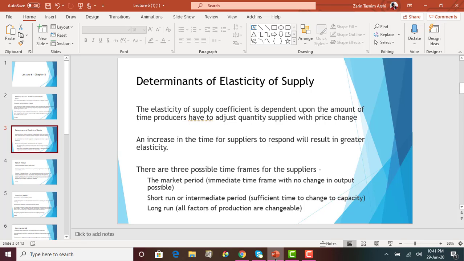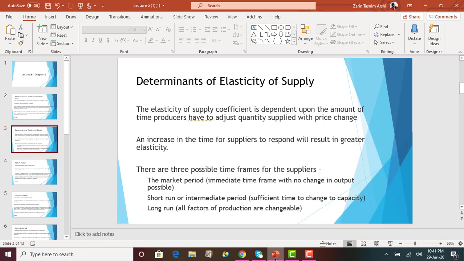So let's say the price of a water bottle changes tomorrow from $1 to $2. How long will it take for the water bottle producers to increase production to show a reaction to this change in price? Based on that, we have divided the time frames into 3 possible ways. First one is called the market period. Market period is the immediate period.